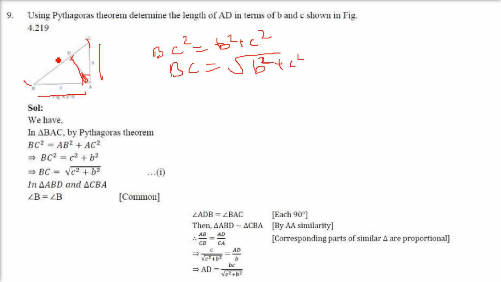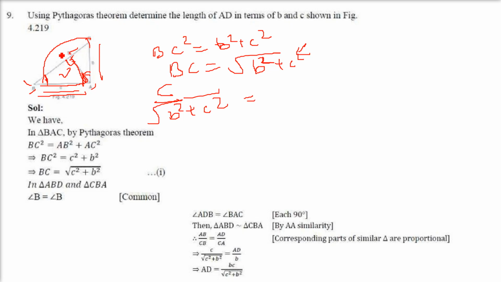Now let us take 2 triangles. First of all, the main triangle, which is ABC, and then this triangle, that is BAD. Now here this angle is 90 degree and this is also 90 degree. Then this angle is common to both of them. So these 2 triangles are similar. So when they are similar, we can take the ratio, that is AB, that is C, by BC, that is under root B square plus C square, will be equal to AD.